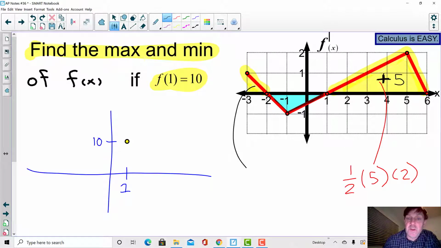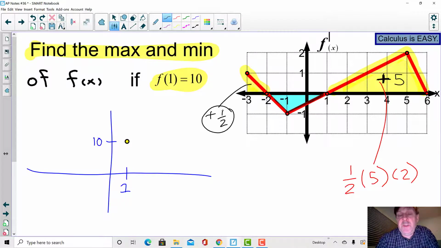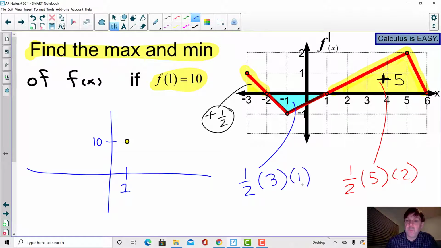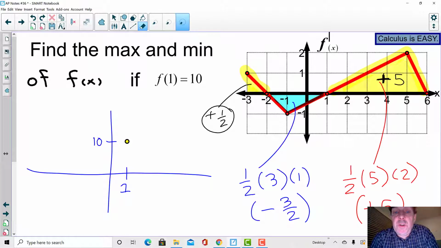Over here, you can see the area is just 1/2 because it's just half of a box. No calculation necessary there. I'm going to put plus 1/2 because our original function is increasing from -3 to -2. Now the blue one has an area of 1/2, the base is 3, and the height is 1. So that'd be 3/2, but this one is actually -3/2 because our original function is decreasing on that interval. So we know that our original function goes up 1/2, then down 3/2, and then up 5.